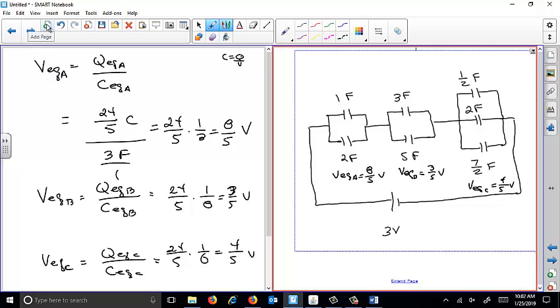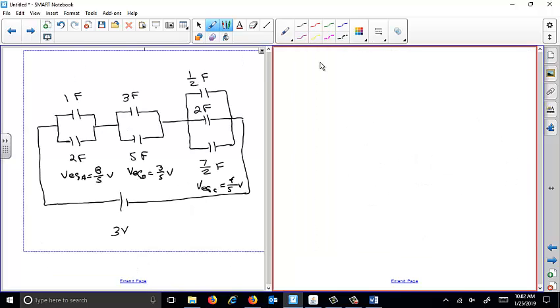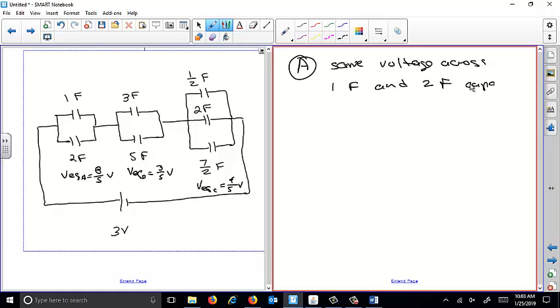So again, I'll do the first one for you guys. For part A here, which is the first 2 capacitors, we have the same voltage across the 1 farad and 2 farad capacitors.